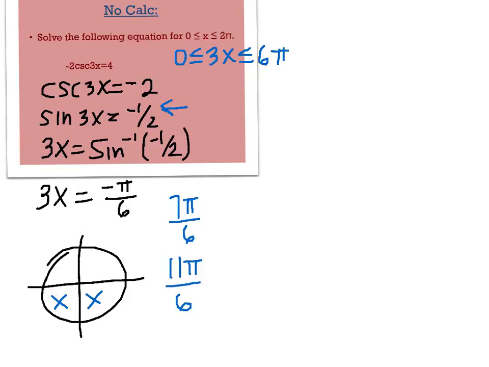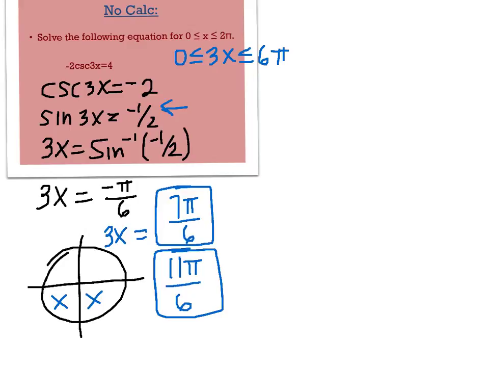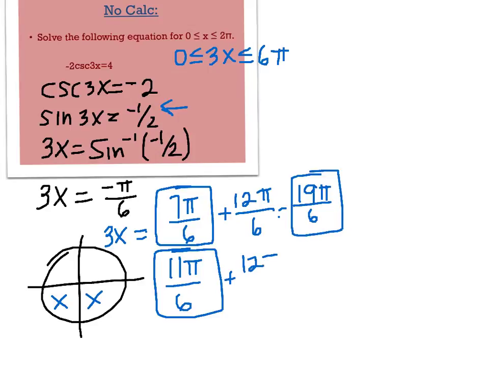Now, from there we need to find angles coterminal with that until we get to 6 pi, which means we're going to need 2 for each. So we know that this is one of our answers. We know that this is going to be one of our answers, at least those that equal 3x. We are going to have to divide everything by 3 at the end. If I add 2 pi to find something coterminal, I can write 2 pi as 12 pi over 6, and I end up with 19 pi over 6. If I add 12 pi over 6 down here, for my second circle, I end up with 23 pi over 6 as one of my angles.